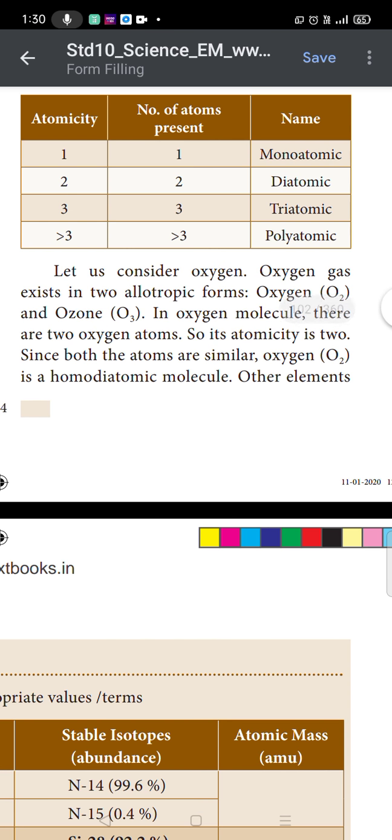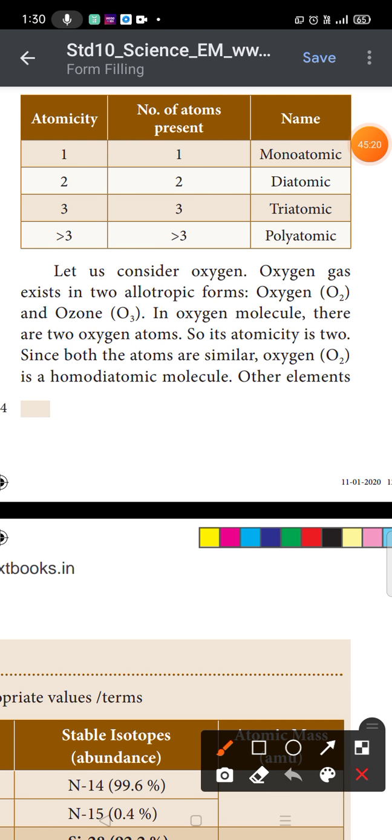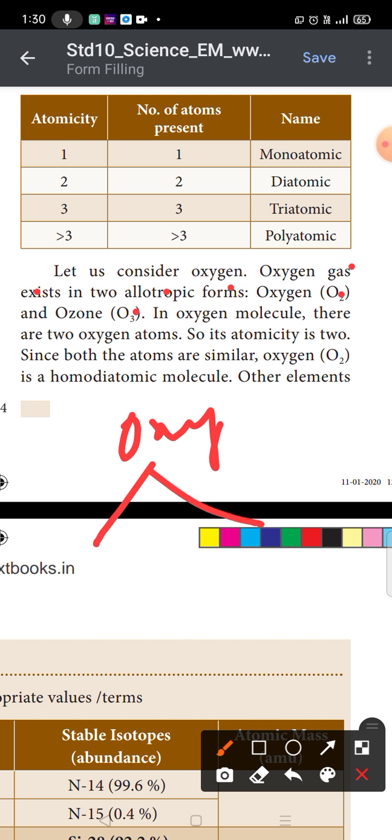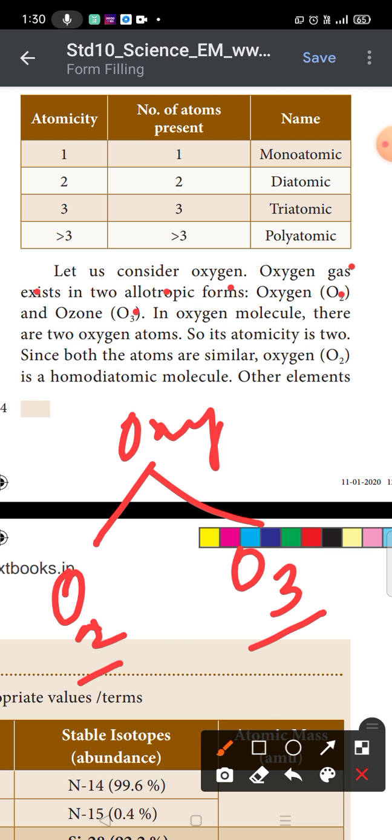Let us consider oxygen gas. Oxygen gas exists in two allotropic forms. One is O2, the other one is O3. What is O2 called? Normal oxygen gas. What is O3? Ozone.